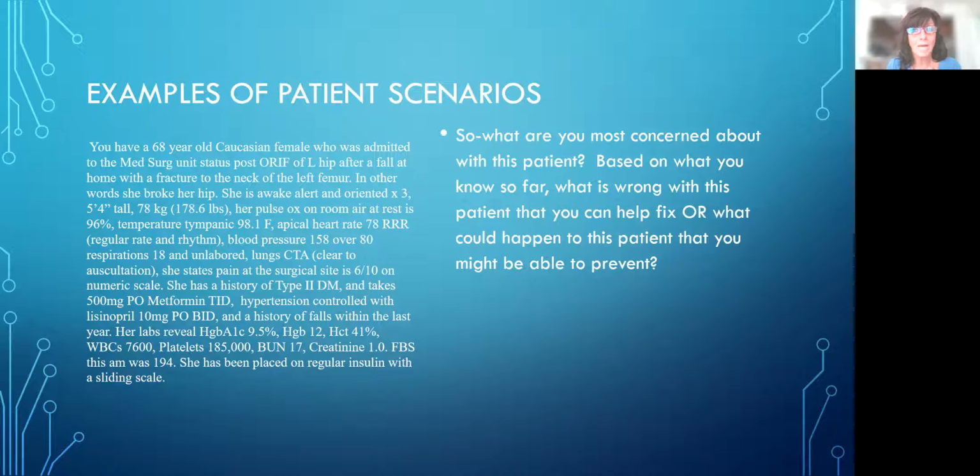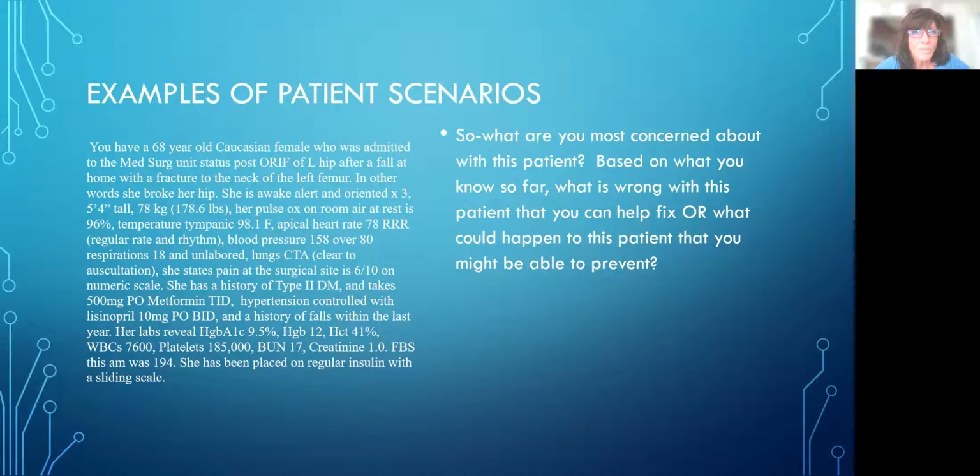She's got a history of type 2 diabetes. Oh, what do we know about diabetes and how it affects the healing of wounds? Right? Look at all the information just in this little paragraph about this patient. So she's got a history of type 2 diabetes. She takes 500 milligrams PO metformin 3 times a day. She's got hypertension. It's controlled with lisinopril, 10 milligrams PO BID. She's got a history of falls in the last year. Here are some labs. Hemoglobin A1c, 9.5%. What's wrong with that, right?